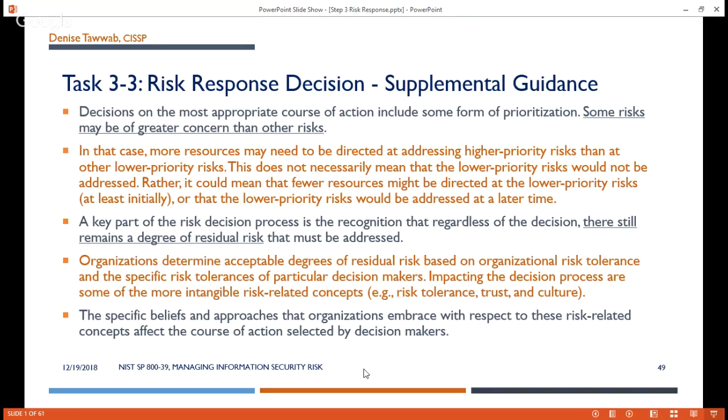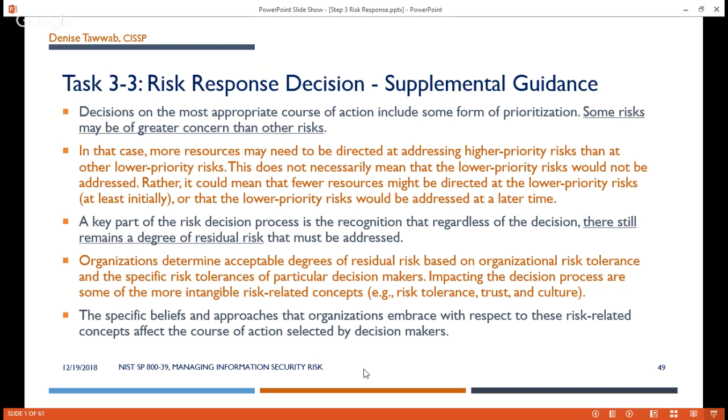Decisions on the most appropriate course of action include some form of prioritization. Some risk may be of greater concern than other risk. In that case, more resources may need to be directed at addressing higher priority risk than at other lower priority risk. This does not necessarily mean that the lower priority risk would not be addressed. Rather, it could mean that fewer resources might be directed at the lower priority risk, at least in the beginning, or that the lower priority risk would be addressed at a later time.